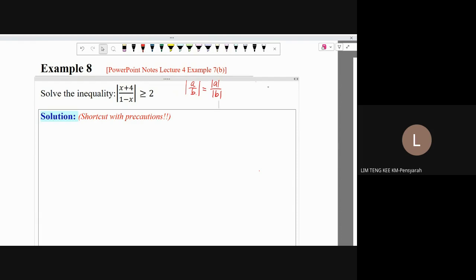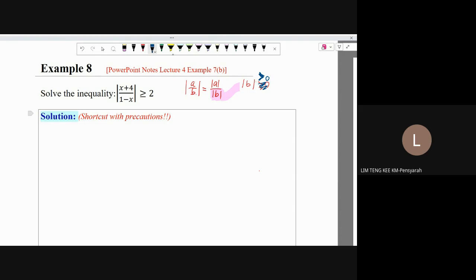Next, some very basic properties: the modulus of some number is always greater than or equal to 0. And if I am talking about the denominator being a modulus, this denominator modulus should be just greater than 0, which tells us that the denominator is always positive. This is the criterion that we need to take care of in order to apply the shortcut here.